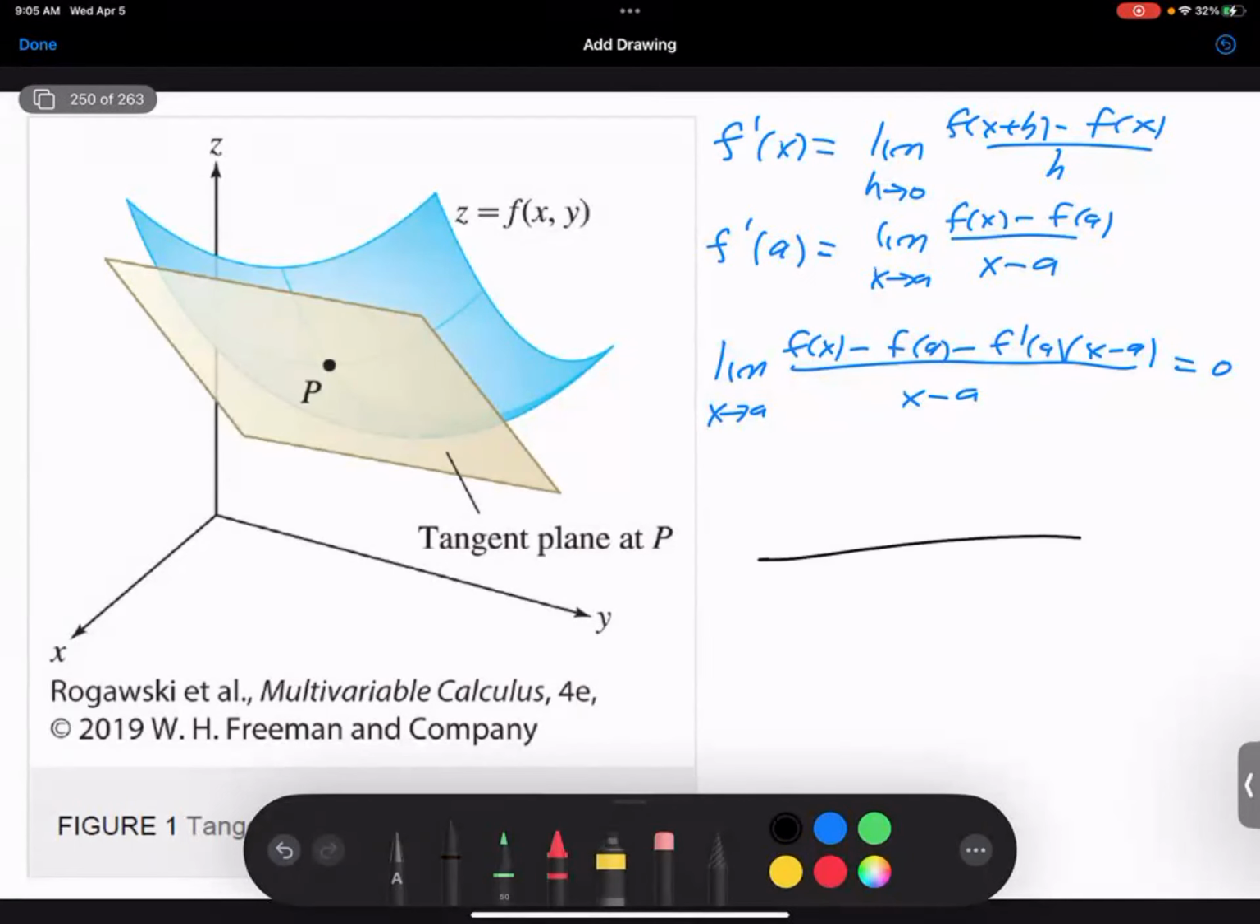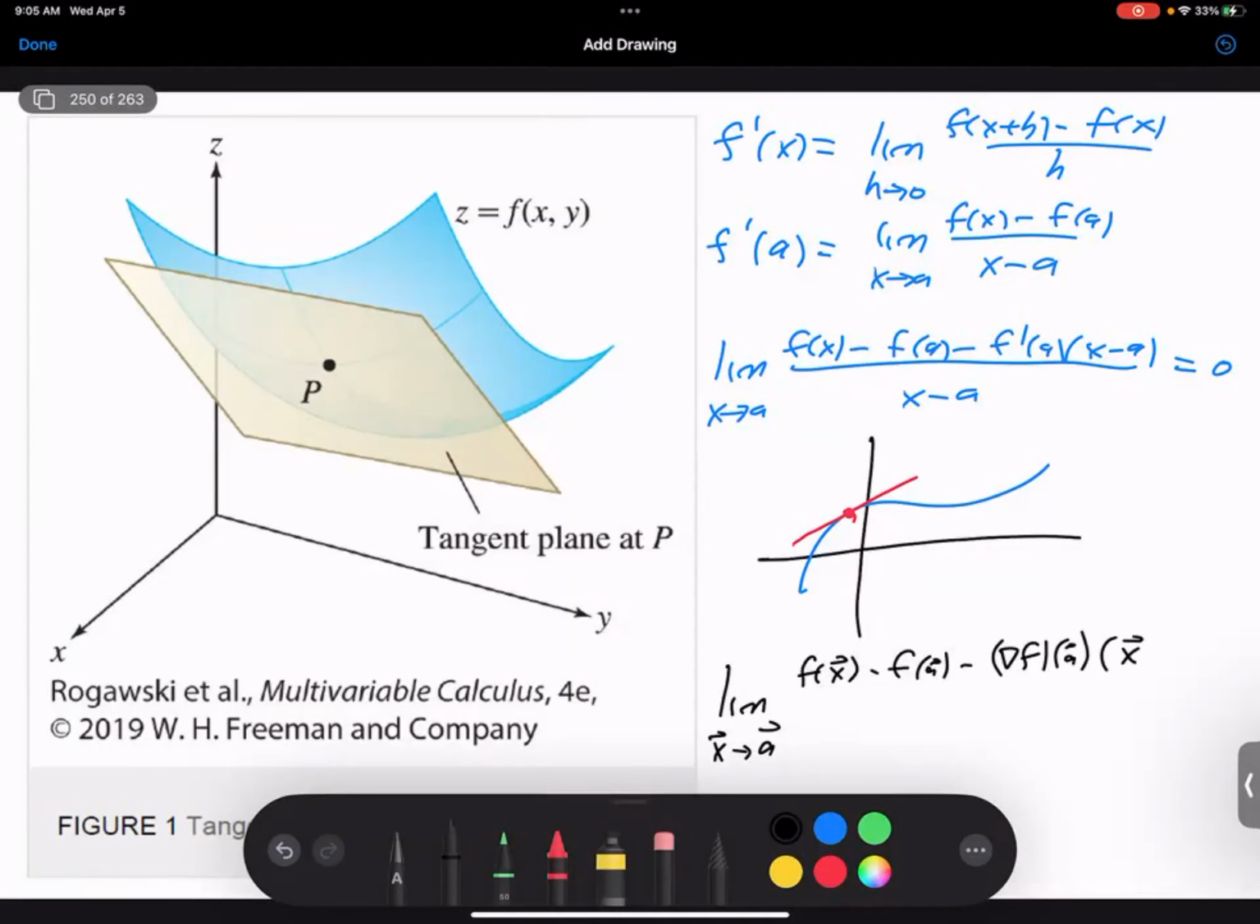And so what we're doing here is, if this is my function, and here's the point I care about, I'm replacing the function locally with what's going on with that straight line. And then the generalization for several variables would be the limit as x goes to a of f of x minus f of a minus the gradient of f at a times the vector x minus a. So it's going to be a dot product divided by the length of x minus a, and that should be 0.